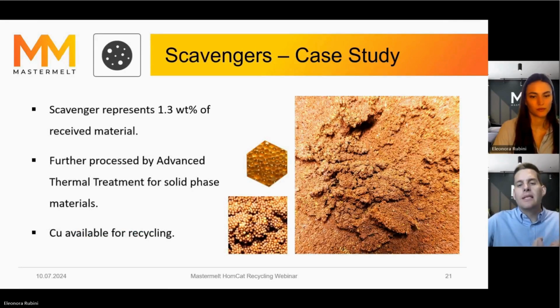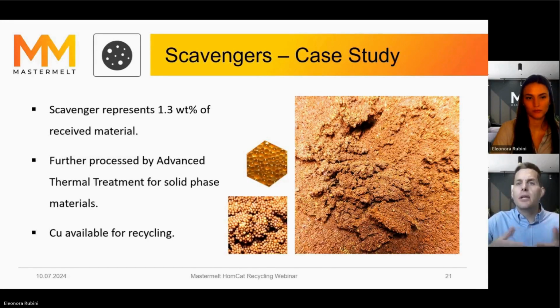And what did the scavenger look like? So here's some before and after photographs of the scavenger resin once it's loaded with the PGM. And what's really interesting to point out here is the weight percent of the material. So from the starting material, what we're left with, the weight of the resin is only 1.3% of the bulk.